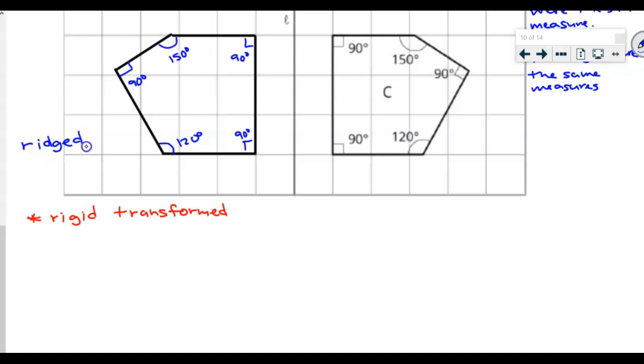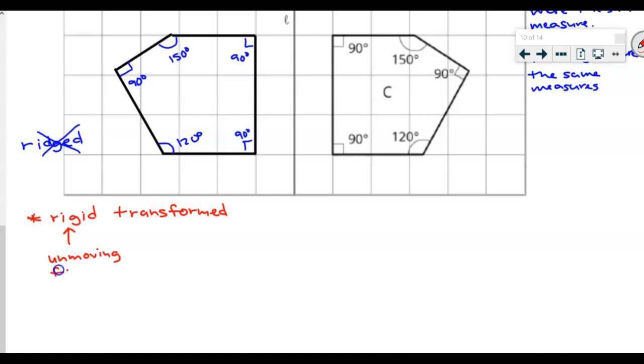You guys might understand that this is an edge or something sharp or pointy, or even you can think of it like a really bumpy road. We're not talking about that. We're talking about this word rigid. And what rigid means is it means unmoving.